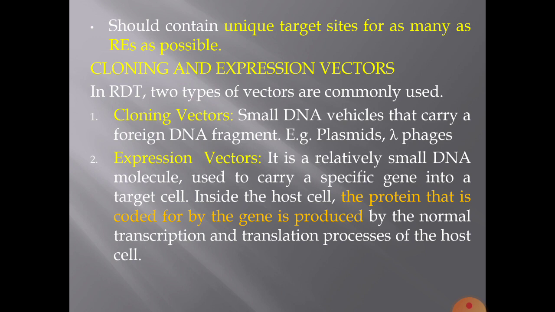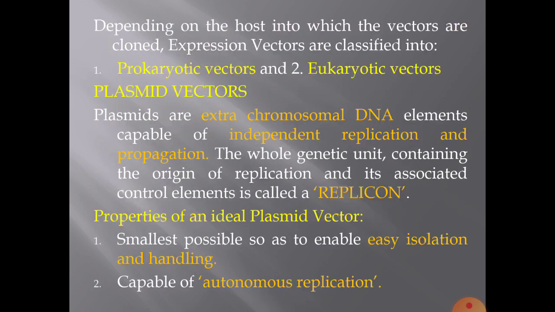So there are two types of vectors which are normally used in RDT, but we are studying only cloning vectors. All right. Hope it's clear. Then, depending upon the host into which the vectors are cloned, the expression vectors are classified into two types. For example, if you put an expression vector into a prokaryotic host cell, we call them prokaryotic vectors. On the other hand, if you put them in a eukaryotic host cell, we call them eukaryotic vectors.